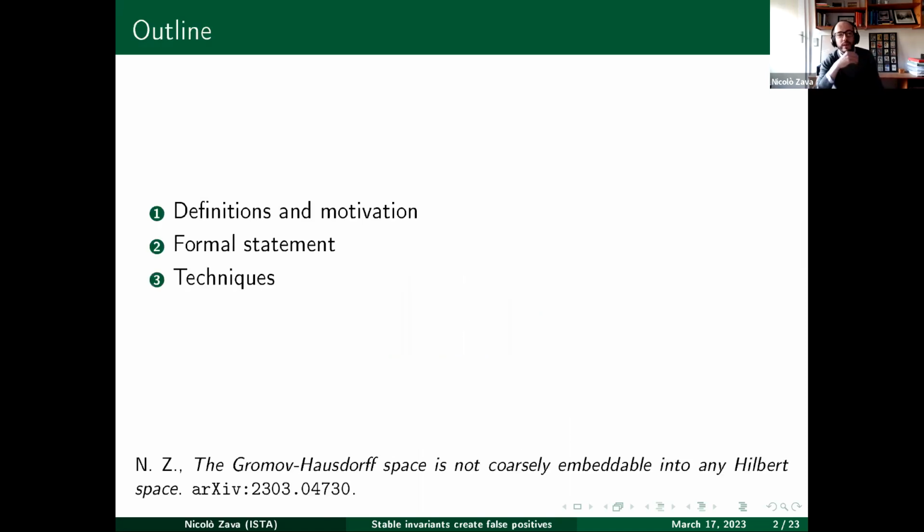So first, a rough sketch of what I'm going to talk about. I will focus for half of the talk on providing definitions and motivation for the result. This part will culminate in the formal statement of the result I proved, and the final part of the presentation will discuss techniques that have been applied. All the details can be found in a preprint that I've recently uploaded on arXiv.